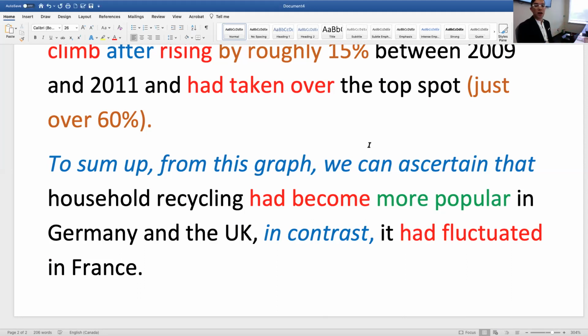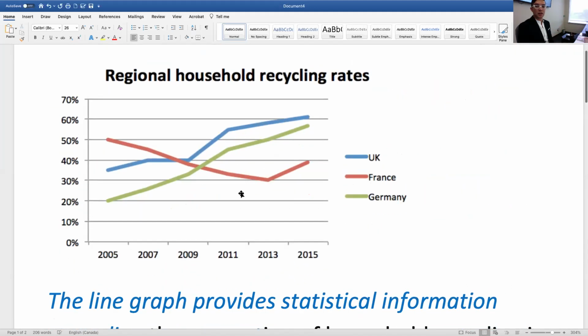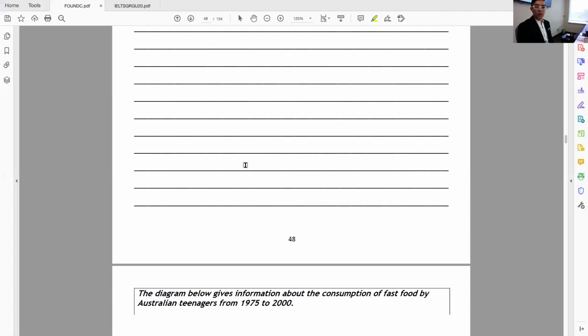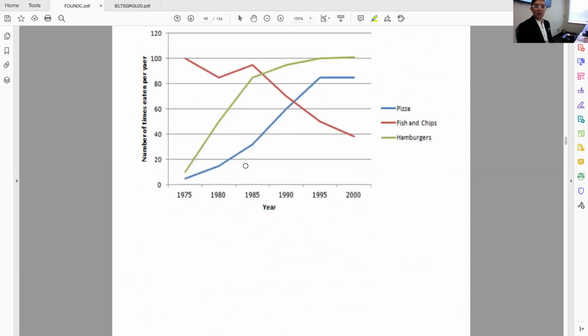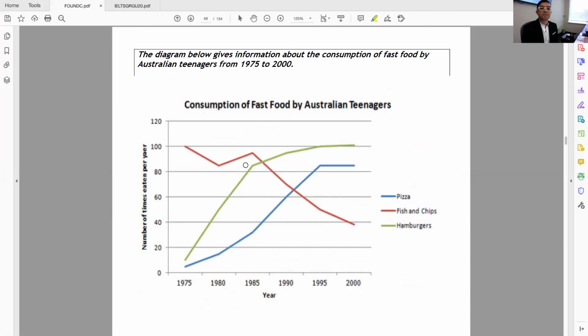Any final questions about this task, line graphs? Okay, then. So we can look here at our homework, which is on page 49. So again, we should talk about 1975. And definitely we have to talk about 2000, right? What are some interesting points? 1985 and around 1990. So you should mention those somewhere, probably in the first paragraph after 1975.